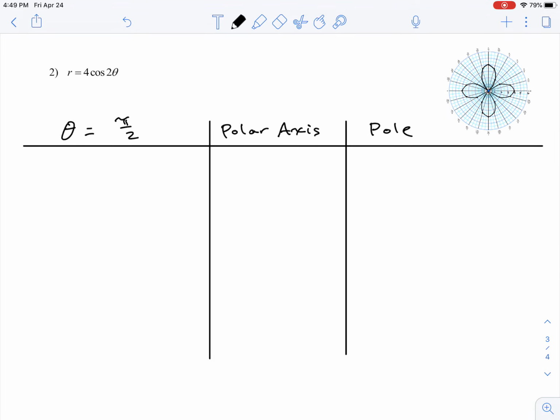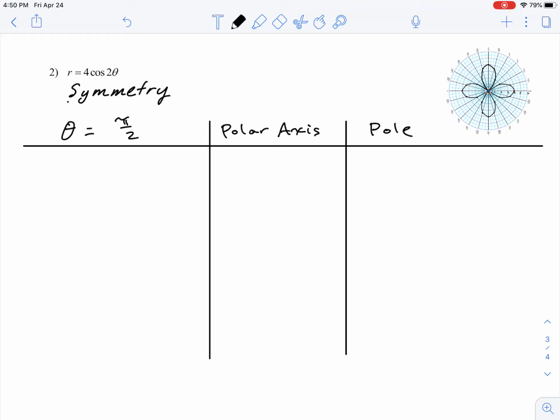All right, so I'm going to be doing one more problem where I check the symmetry and find the zeros and the maximum r values as well as where those occur. This time for r = 4 cos 2θ. If you look back to your notes, this was the second polar graph that we did at the beginning of 9.7. So let's go ahead and first start by checking for the symmetry.